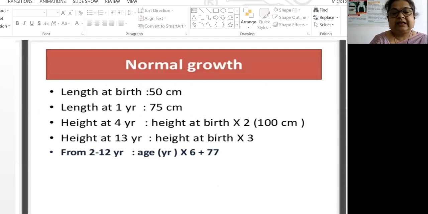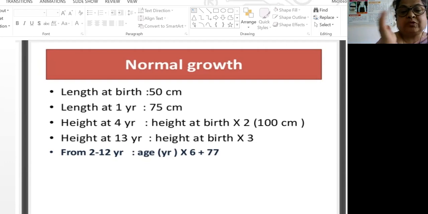What is the normal growth? Length at birth of a baby is on average 50 centimeters. Then length at 1 year of age is 75 centimeters. So there is an increase of 25 centimeters in 1 year. Then height at 4 years is height at birth into 2, that is 100 centimeters. If the height was 50 centimeters, you expect that at 4 years the baby should be 100 centimeters. Height at 13 years is height at birth into 3. So a baby doubles height by the age of 4 years and triples at the age of 13 years. So you see the maximum growth is during the first year.